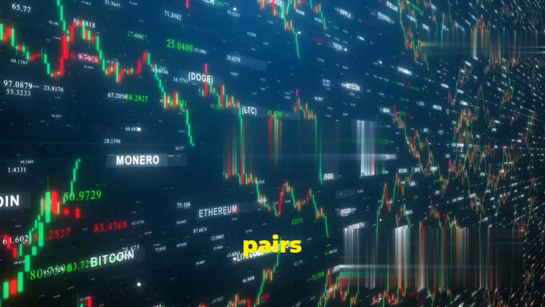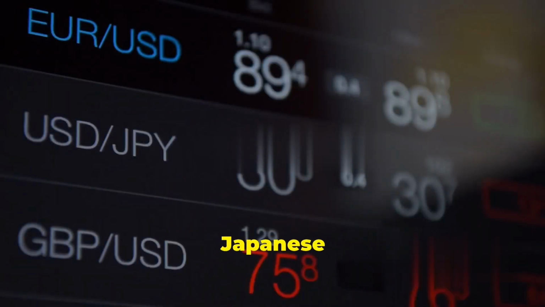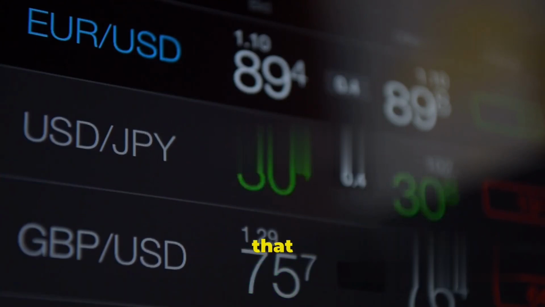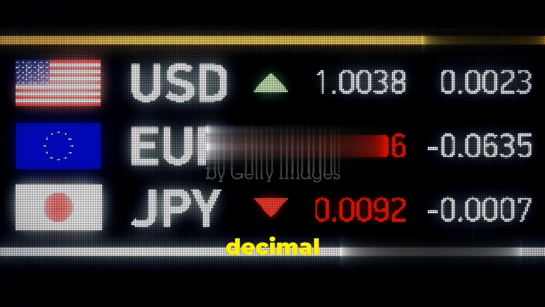Not all currency pairs follow the same decimal place convention. Currency pairs involving the Japanese yen are quoted to only 2 decimal places. This is a unique characteristic that traders must be aware of when dealing with these pairs. In this case, a pip is a one-digit change in the second decimal place.